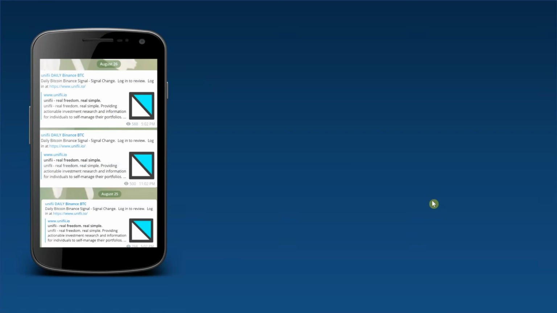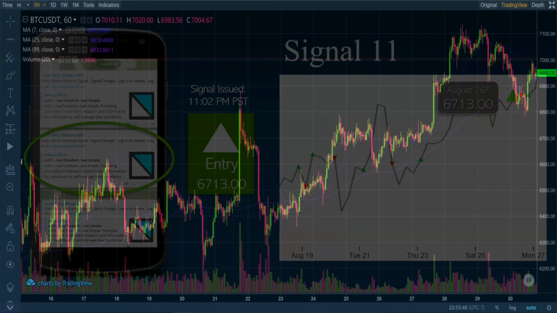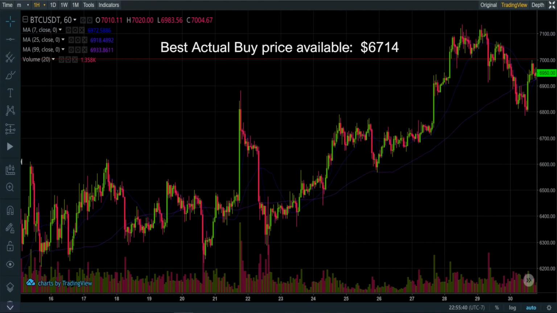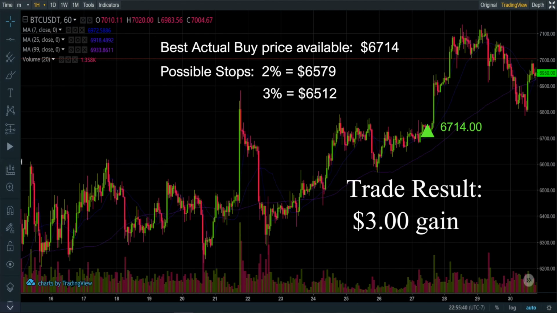Next signal, a buy. That is a buy at 67.13. There it is there. And there we go. And that is a trade result of $3. So this one wasn't very much at all. It went from 17 to 14. You know, it is what it is. Sometimes they're just tiny little bit moves.